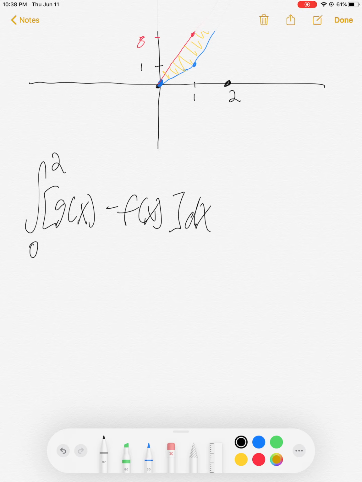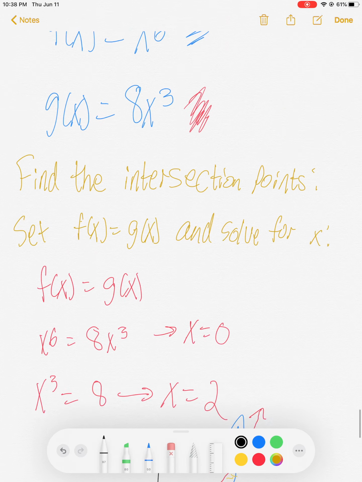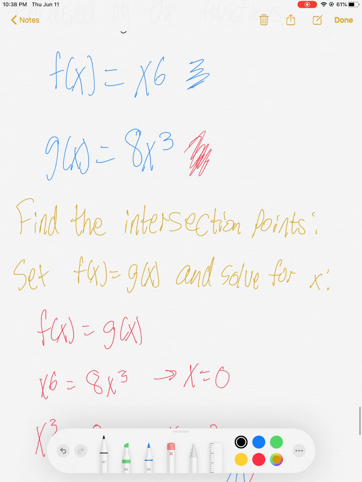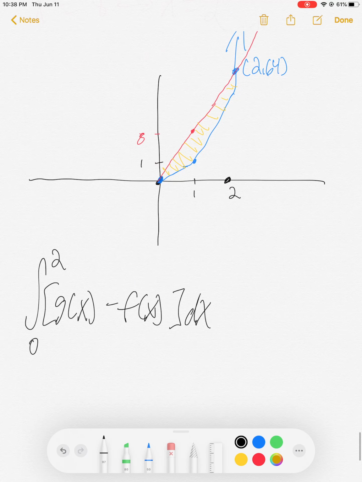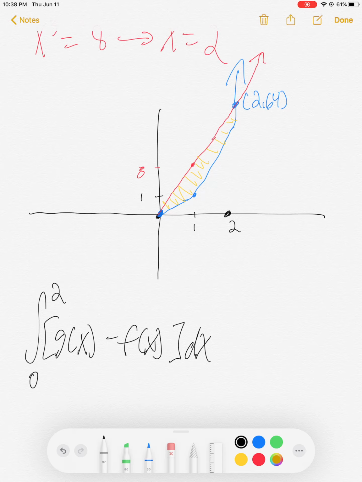So this means that the integral, which I need to solve, well, again, my two intersection points, the x-coordinates are 0 and 2. And it looks like I'm going to have g of x minus f of x, the integral of g of x minus f of x dx. And I will leave it to you to take it from there to plug and chug and integrate and find this area.